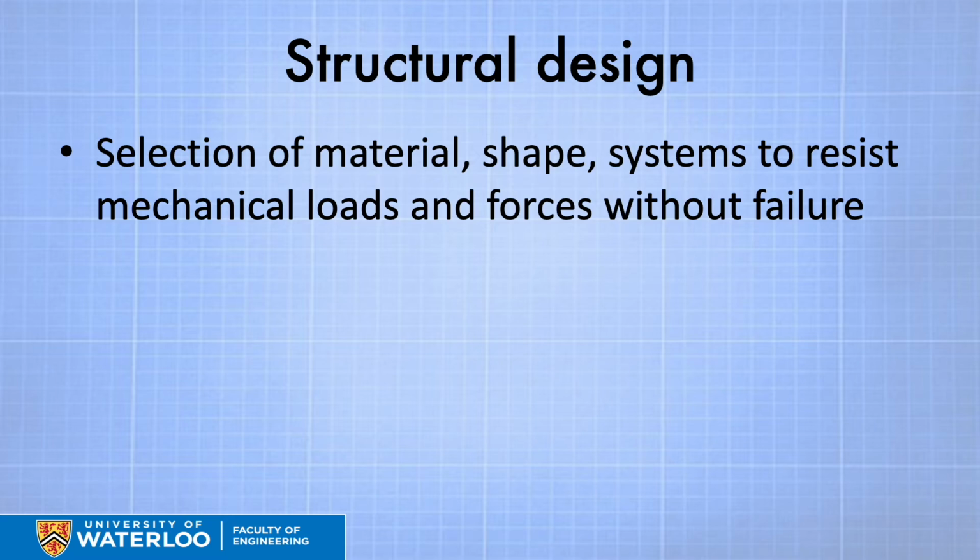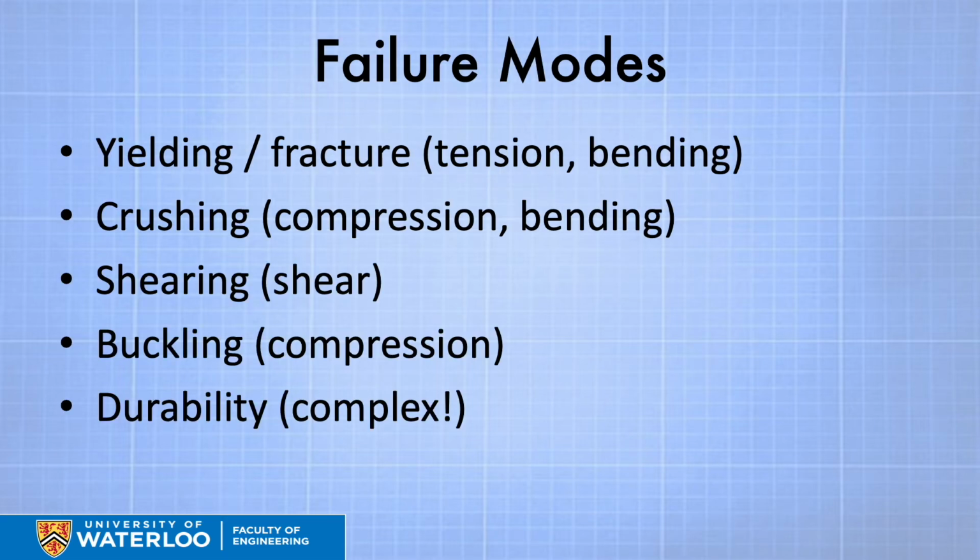Now, when it comes to building structural design, as I mentioned in the introduction, we have a selection of materials, shapes, and systems to resist the mechanical loads and forces without failure. So our job in our design is to make sure that those selections are proper so that it doesn't fail. That means we now need to know: what causes failure? Well, there are actually a number of failure modes which are implicit in a lot of the forces that we've already talked about.